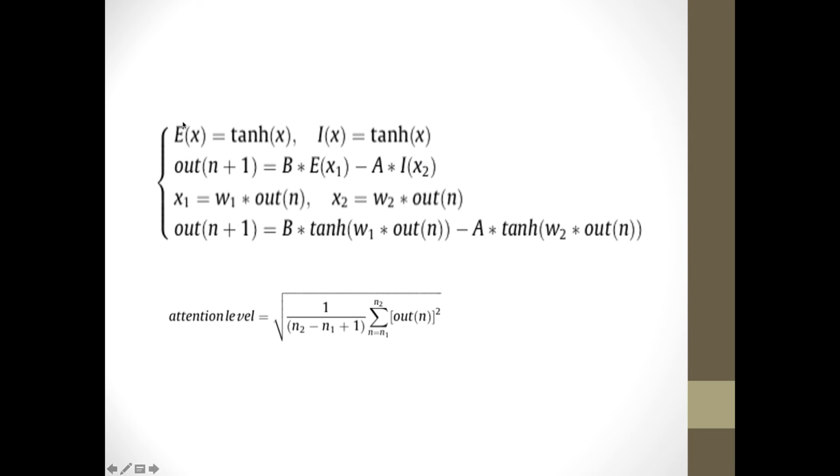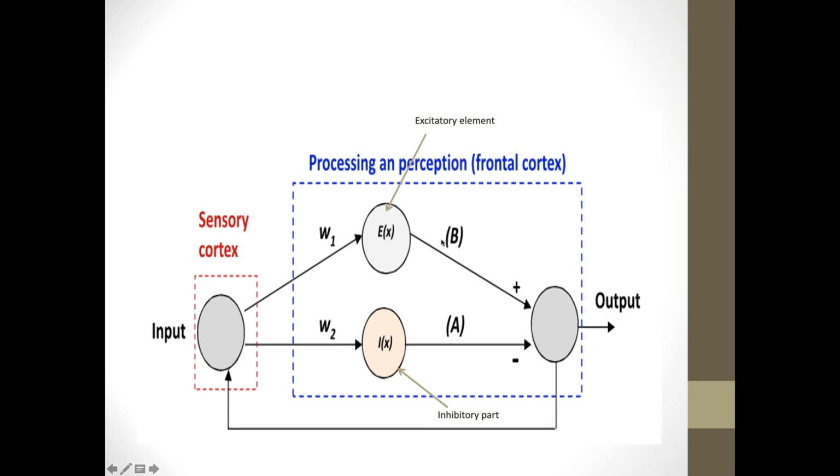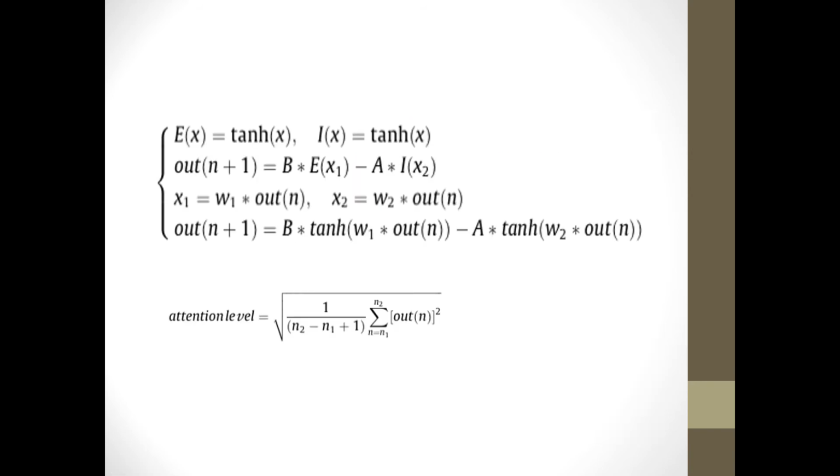As we can clearly see, the excitatory element is equal to tangent hyperbolic of x, and the inhibitory factor of x is tangent hyperbolic of x, and the output value n plus 1 is equal to b multiplied by ex1 minus a multiplied by ix1, b multiplied by ix1 minus a multiplied by ix2, and x1 is equal to w1 multiplied by output x2 is w2 multiplied by output 2, and the output n plus 1 is equal to b multiplied by tanh of w1 multiplied by output n minus a multiplied by tanh of w2 multiplied by output n.